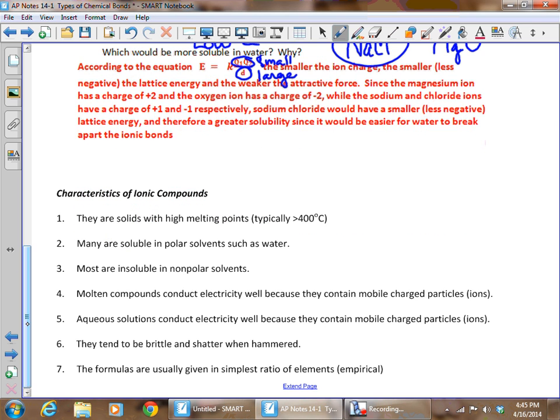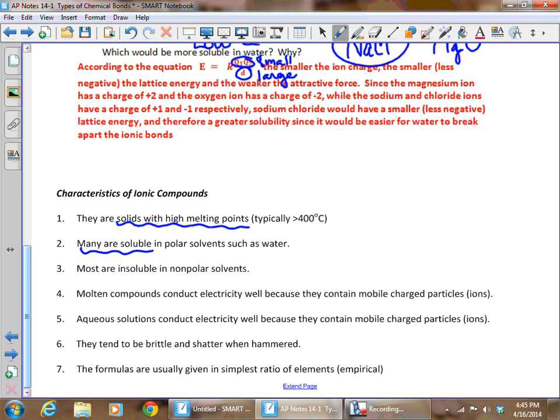Now, characteristics of ionic compounds. They're solids with high melting points. That crystal lattice structure has a very strong electrostatic force of attraction between every single ion in that crystal lattice. So it's going to be very high melting points, like it says, typically greater than 400 degrees.